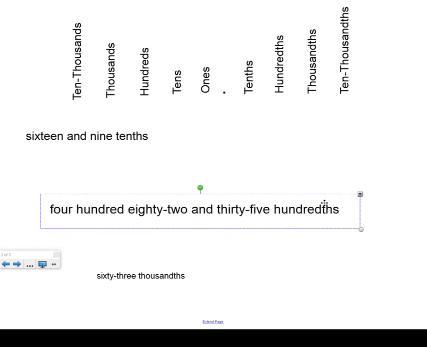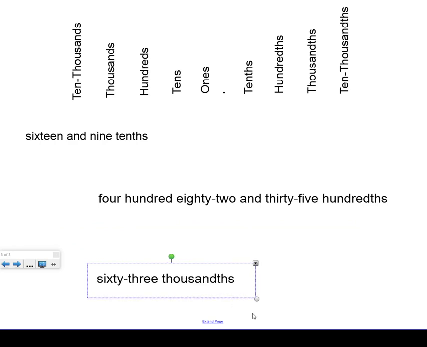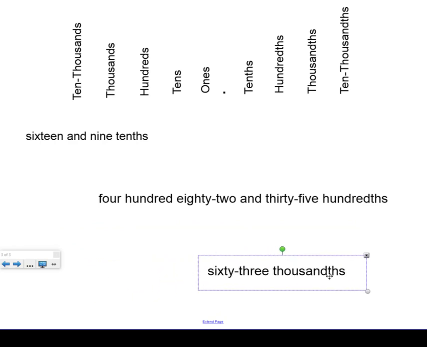The second one is going to be 482 and 35 hundredths. And the last one is 63 thousandths. So we're going to do each one of these. The reason I left the chart at the top is because it's going to be helpful for us. Notice that we're going to represent and in every one of these as a decimal. And the last one, there is no and, which means that it goes at the beginning of this problem.